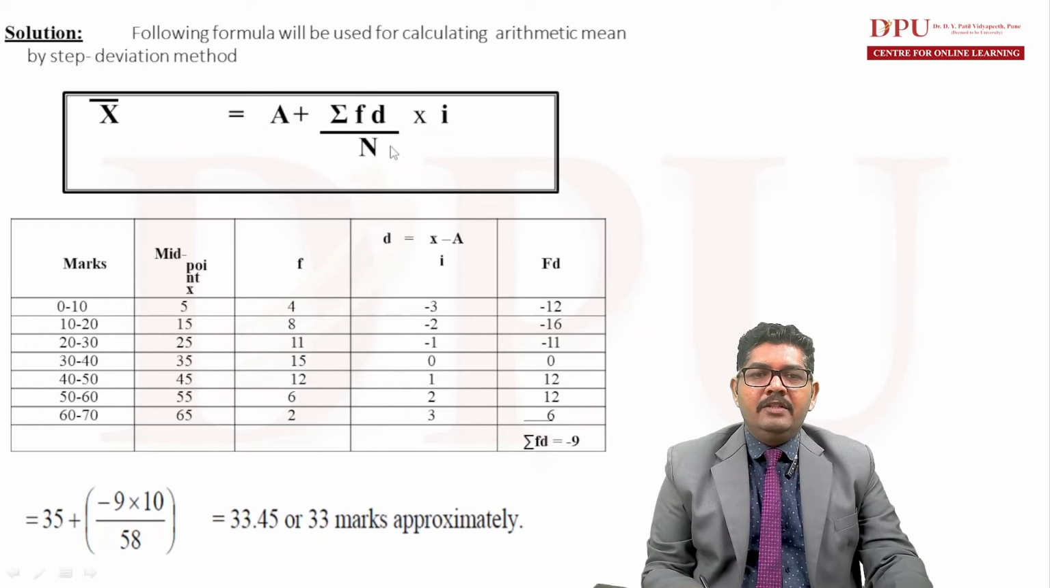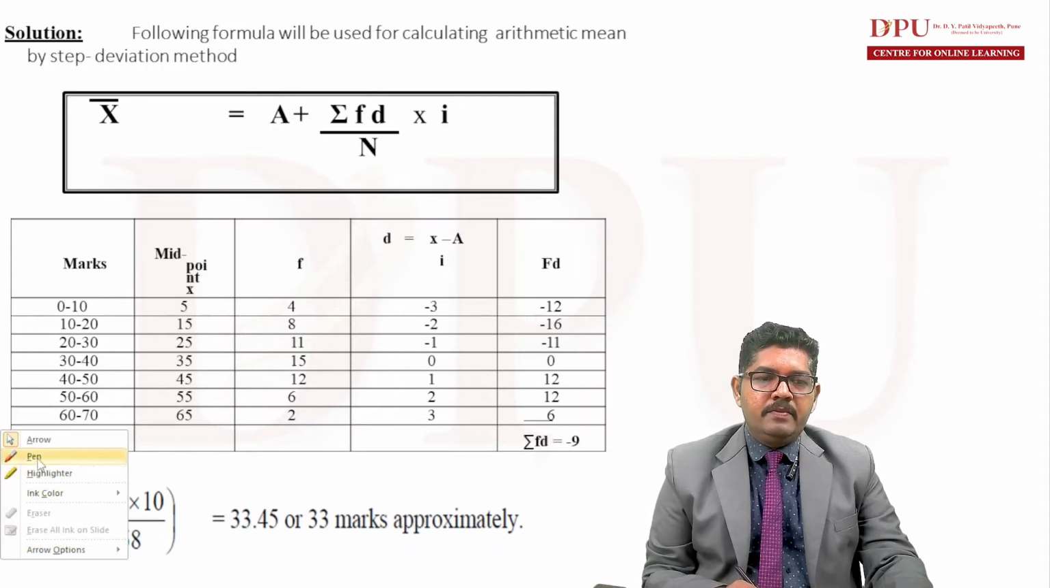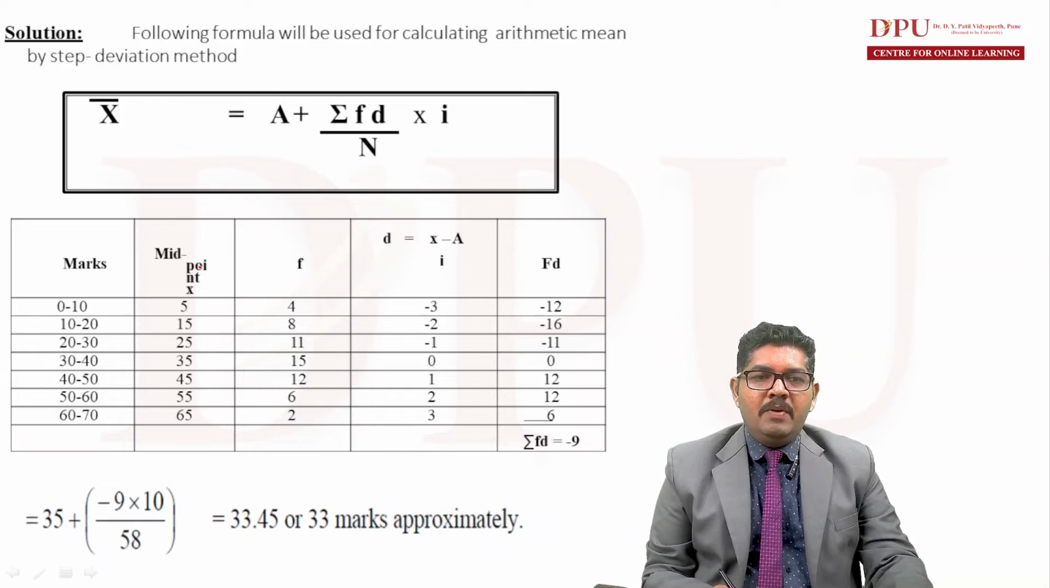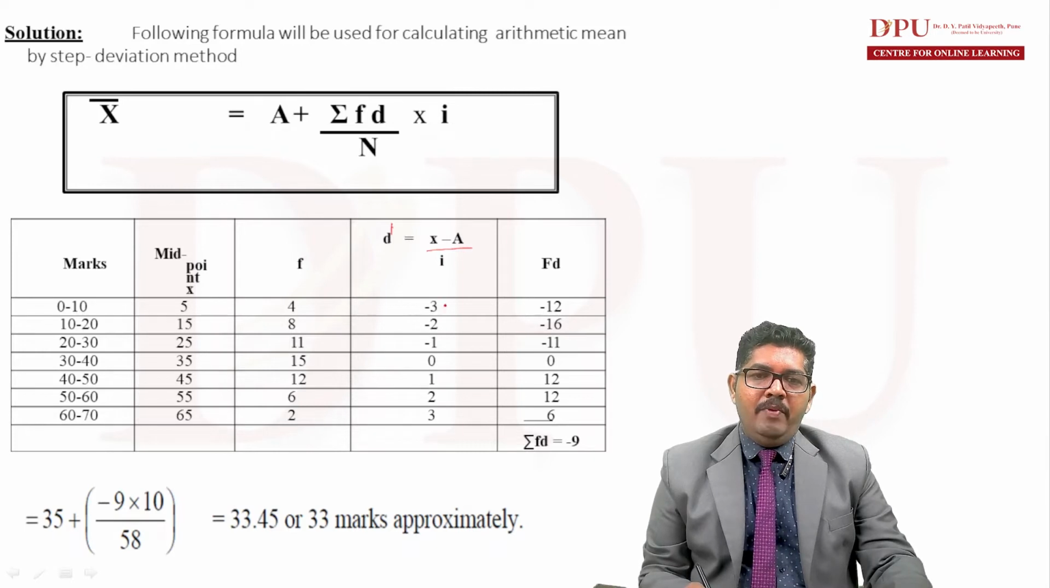This is d dash, instead of d you can call it d dash. So these are the marks in classes. Yes. These are the midpoint values of these classes. Then frequency, which was already given. Then deviation. Now this is not deviation, this is step deviation, d dash. So d dash is equal to x minus a divided by i.